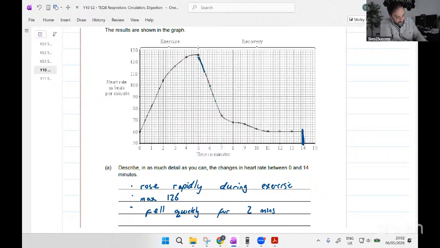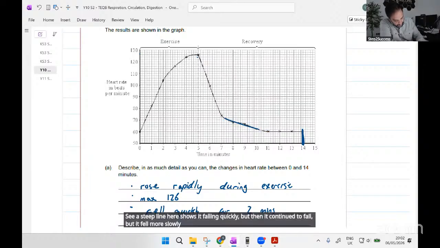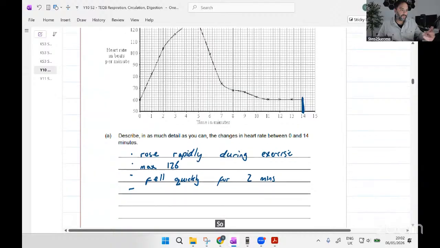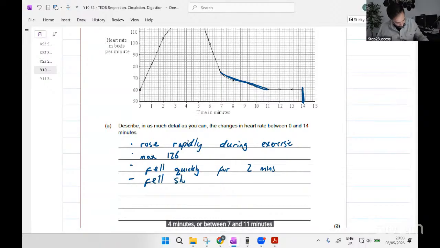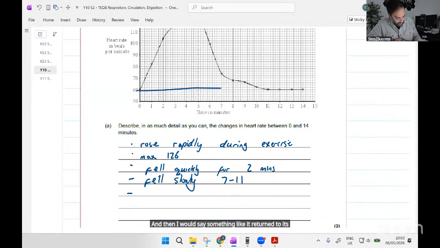See, a steep line here shows it falling quickly, but then it continued to fall, but it fell more slowly then, didn't it, for a few minutes? So this bit here, because the line's not as steep, it's fallen more slowly. So then it fell more slowly for 4 minutes, or between 7 and 11 minutes. And then I would say something like it returned to its original heart rate after about 11 minutes.